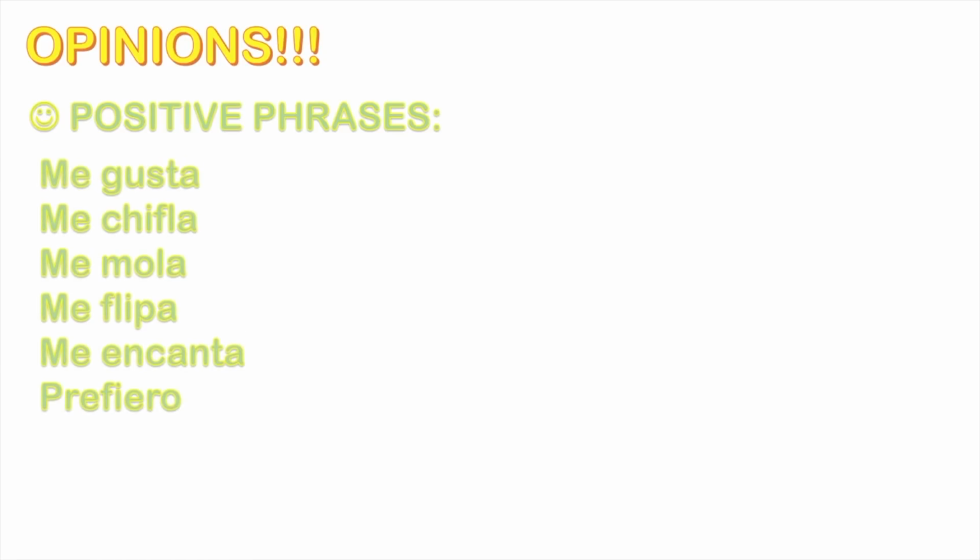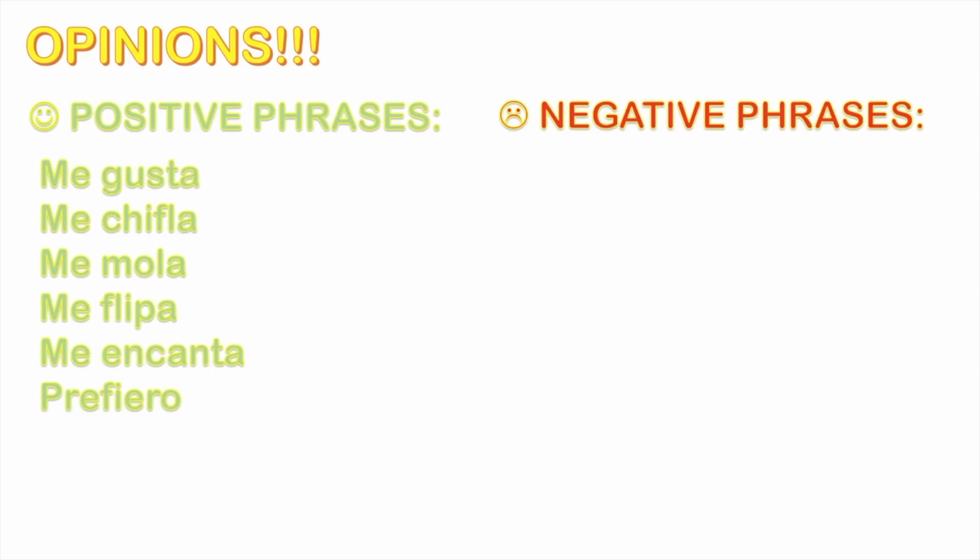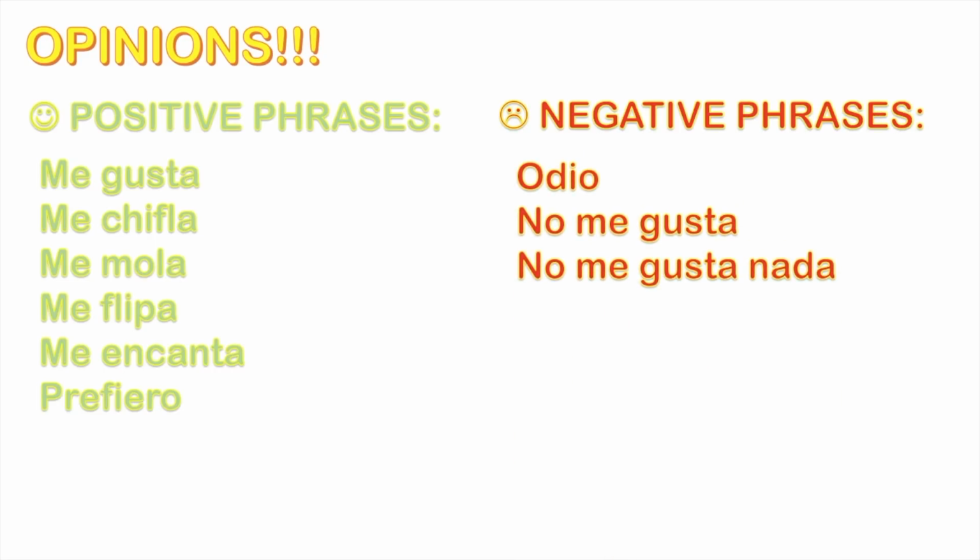For positive opinions, there's lots of different ways that you can say you like something. Rather than just me gusta, try and use some of these phrases. Me chifla, me mola, me flipa, me encanta, and also prefiero if you're comparing two things. With negative phrases, obviously there's not as many, but you can use odio, no me gusta, and also no me gusta nada if you don't like something at all.